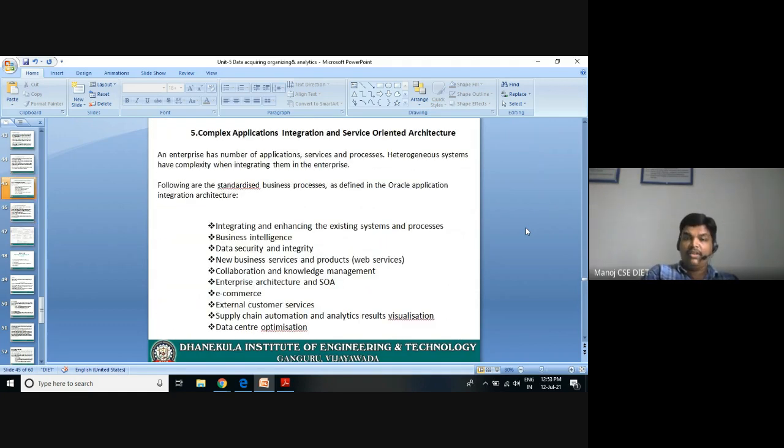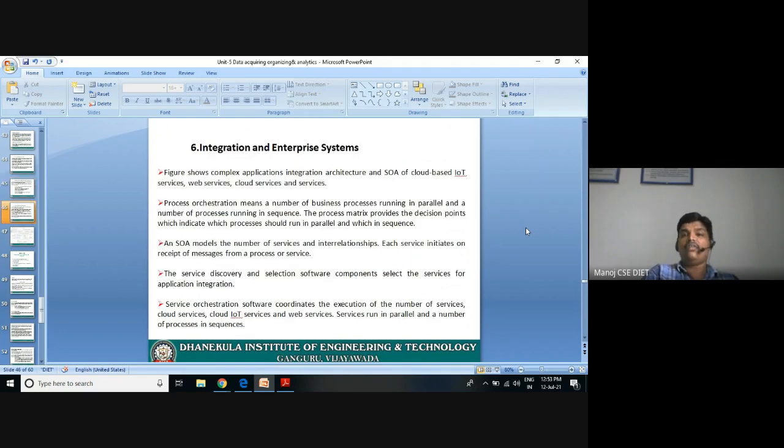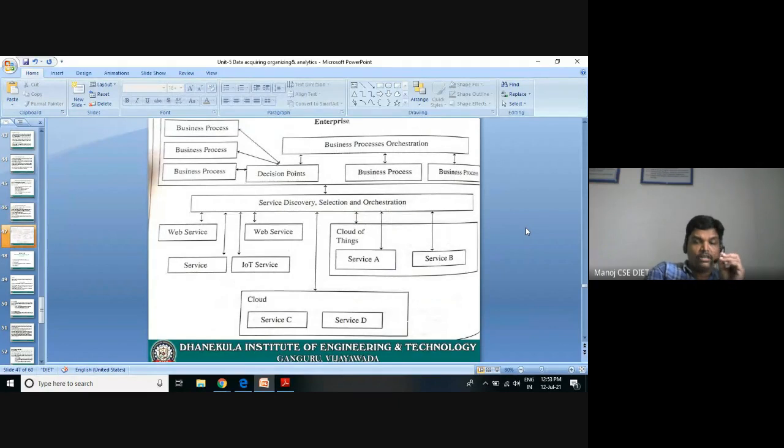So this is all regarding the integration and enterprise systems. Today we discussed Oracle application integration architecture, and afterwards we discussed integration and enterprise systems. The diagram is very important. Is it clear, students? Does anybody have any doubts regarding this?